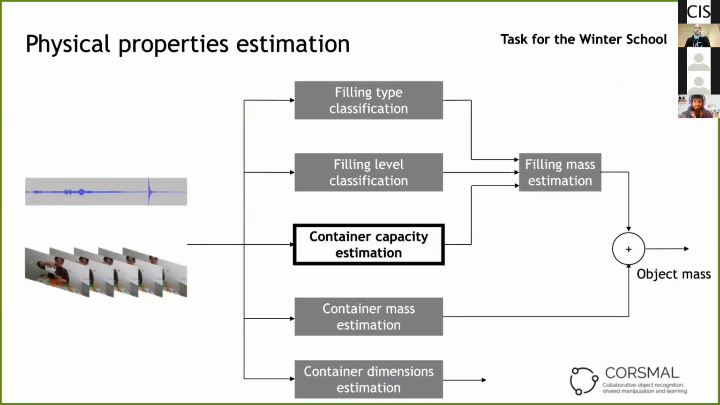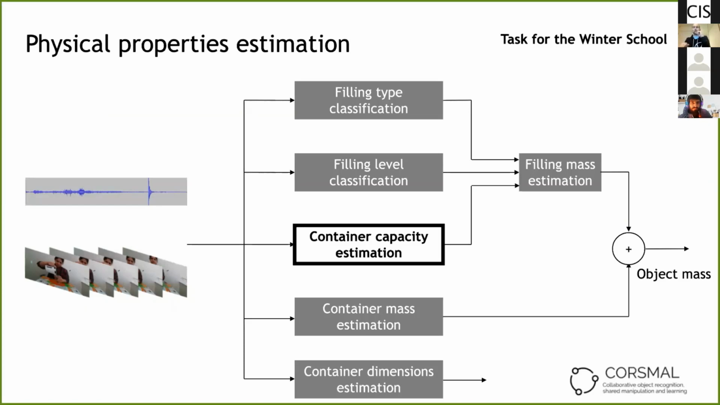When we talk about properties, we are referring to some specific properties that we identify for the challenge. The challenge addresses different tasks, for example estimating the type of content that is poured into a cup, or the level: is the cup empty, half full, or full? Then there is the capacity estimation: what is the capacity of this container? We have very different containers, and I will show some images later. This will be the main task that we address through this winter school.